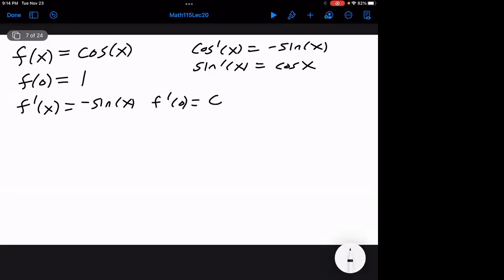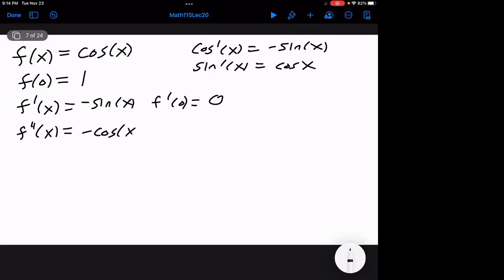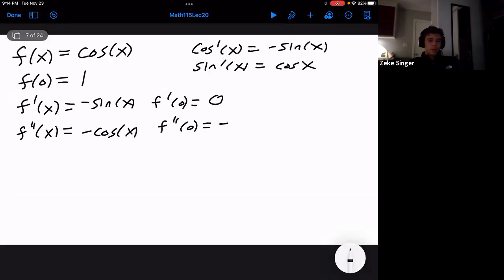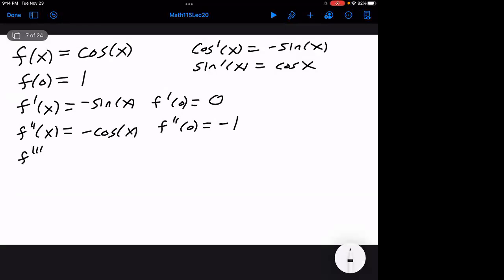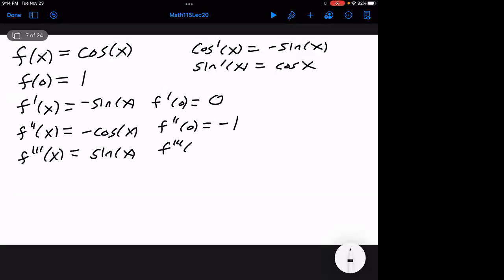What's f prime of 0? 0. What's f double prime of x? What's the derivative of minus sine of x? Minus cosine. Good, negative cosine of x. And so what's f double prime of 0? -1. F triple prime of x: what's the derivative of minus cosine? Sine of x. And what's f triple prime of 0?